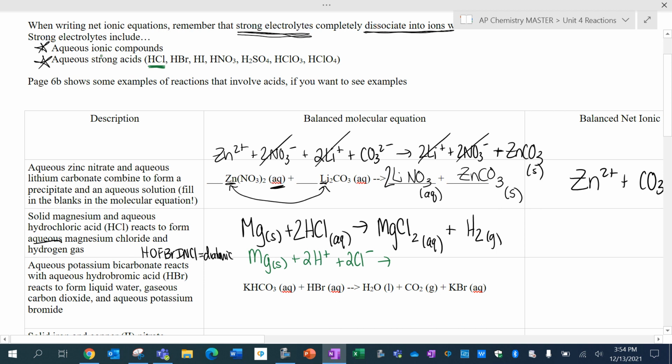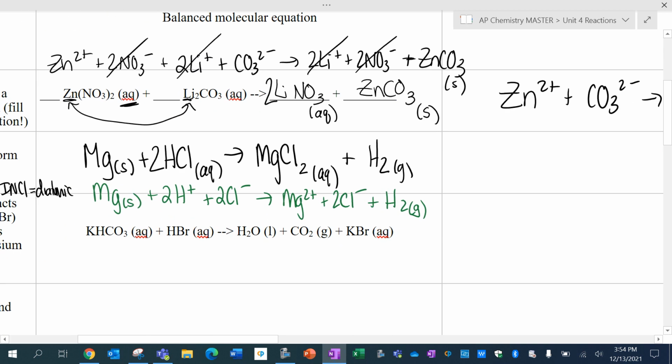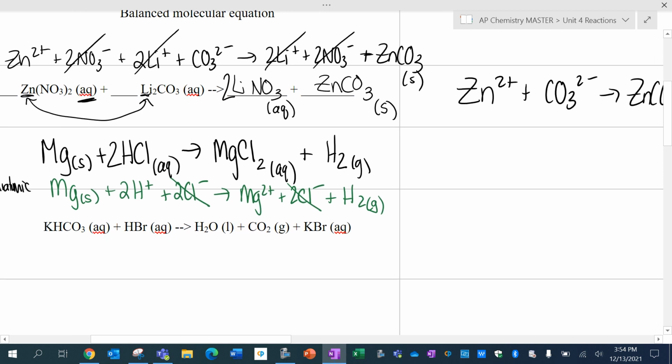H+ ions and Cl- ions. Magnesium chloride, it's ionic and it's aqueous. So it also is going to split apart into ions. And then hydrogen gas, it is not aqueous. It's not ionic. So it's not going to ionize. So again, we only ionize aqueous ionic compounds and aqueous acids. All right. Once we do that, then we look to see if there's any ions that don't change. And notice how in this case, we have one set of ions, the chloride ions, that don't change at all. So those are our spectator ions.